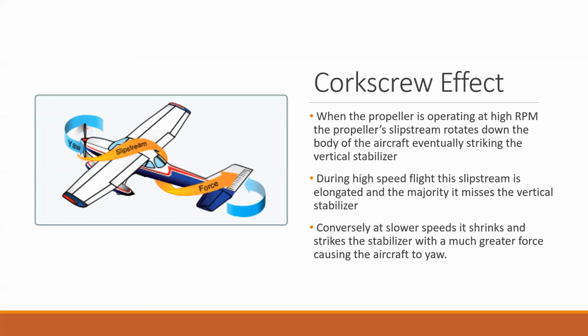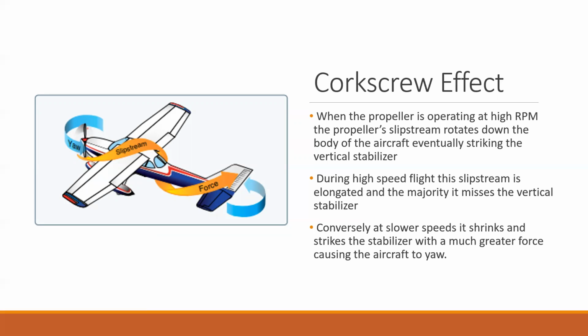Next one is the corkscrew effect. When the propeller is moving through the air and operating at a high RPM, you have this slipstream that is created, and normally during cruise, it's going to be extended further away from the aircraft, so it won't really hit the tail section. But during slower airspeeds, that slipstream shrinks a little bit, and it will start to hit the vertical stabilizer, and the vertical stabilizer will then be pushed out to the right, and the aircraft will yaw to the left.